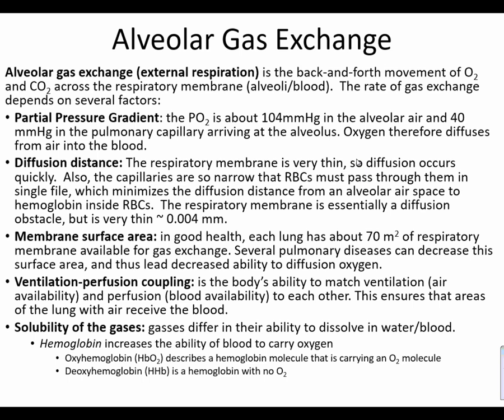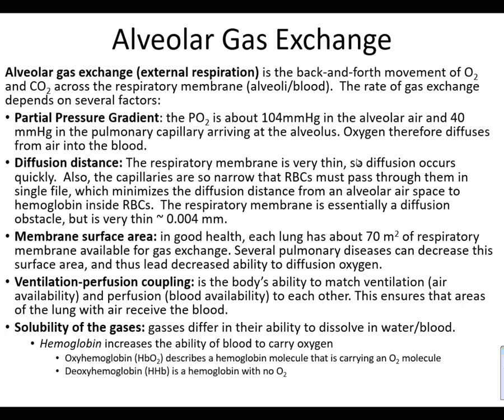Diffusion distance, that's what I was just showing you with the figure on the previous page. A normal healthy lung respiratory membrane is very thin. Diffusion occurs quickly. Also, to help this, the capillaries are so narrow that red blood cells must pass through them in single file, minimizing diffusion distance from the alveolar air all the way into the hemoglobin inside of our red blood cells. The respiratory membrane is essentially a diffusion obstacle, but it's very thin, around 0.004 millimeters. And like I said, pretty much nothing.